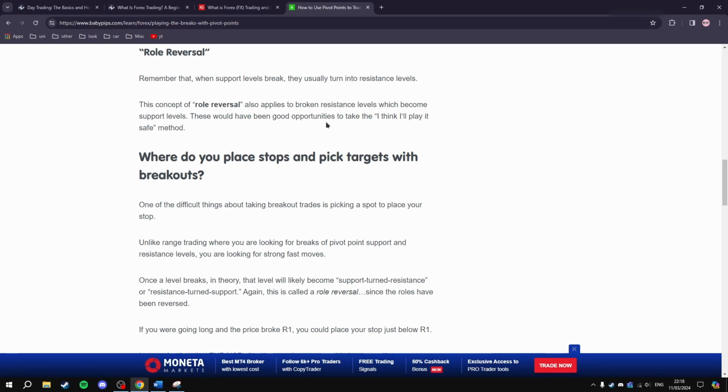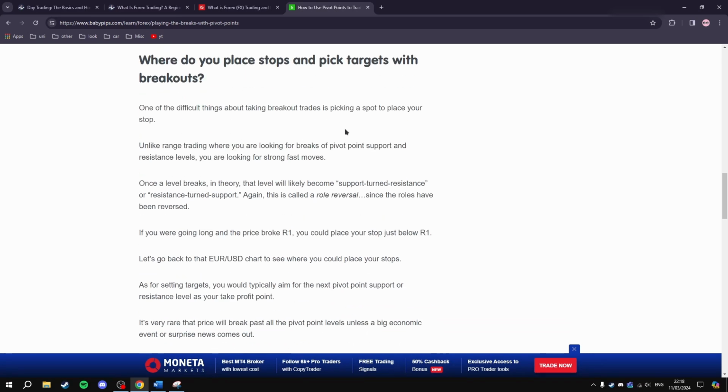Where do you place stops and pick targets for breakouts? One of the difficult things about taking a breakout trade is picking a spot to place a stop. Unlike range trading where you are looking for breaks of pivot points, support and resistance levels, you are looking for strong, fast moves. Once the level breaks, in theory that level will likely become support turn resistance or resistance turn support. Again, this is called a role reversal since the roles have been reversed.